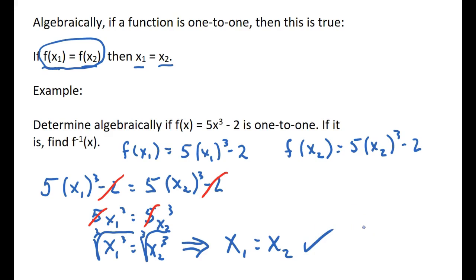Now, when would it not be 1 to 1? Well, what if instead of having it cubed, I had it squared? Then when I take the square root of both sides, I'd have to do plus or minus, and x1 would equal plus or minus x2. So in that case, if it was 5x squared minus 2, it would not be 1 to 1.